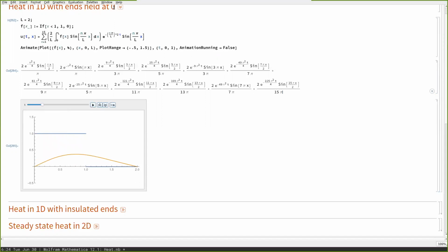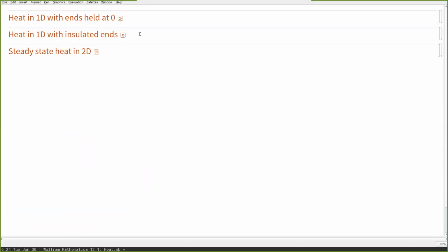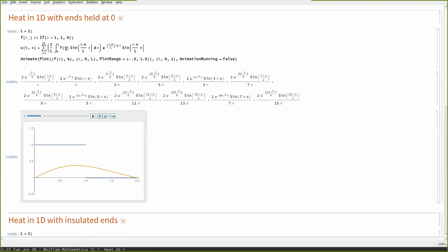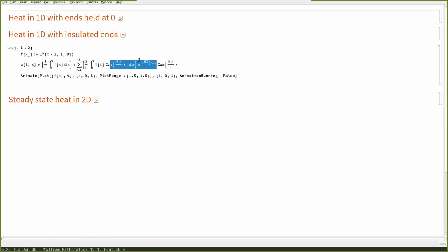Next, we've solved the heat equation when we insulated both ends. So instead of holding the ends at a constant temperature of 0, the next problem we solved was when no heat can enter or escape outside the ends of the rod. So again, I started with the rod length of 2. I have the same initial temperature distribution, but this time I have a different solution. Last time I had a sine series. This time for the new problem, I have a cosine series, additionally with some extra constant term in front. So let me run this command.